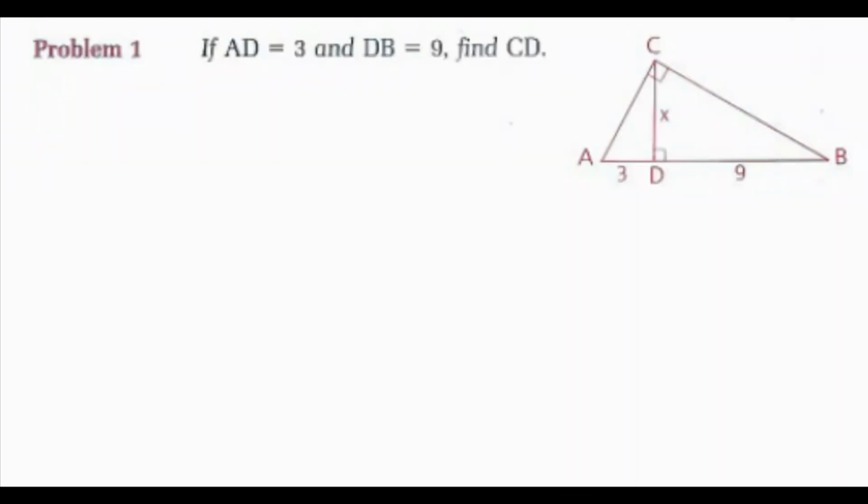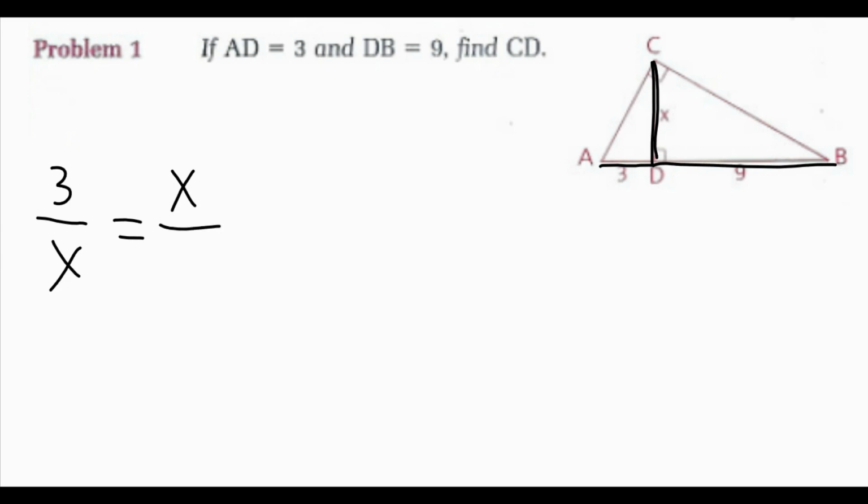Now, if we set up a proportion, then I would have 3 over x, because 3 is a short side of my small triangle, where x is the long side. That's equal to x over 9, because x is the short side of my medium-sized triangle, where 9 is my long side. Now I could use the means extremes product theorem to multiply this out. So 3 times 9 would be 27. X times x is x squared.